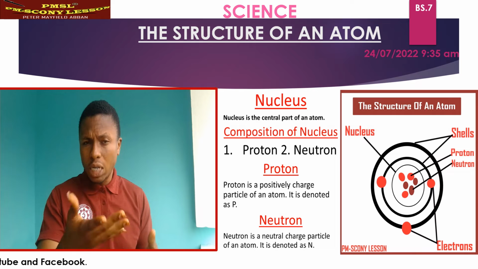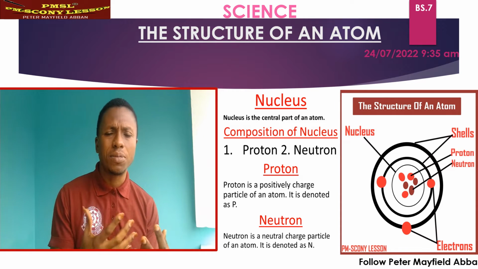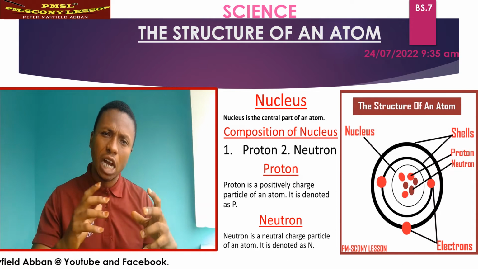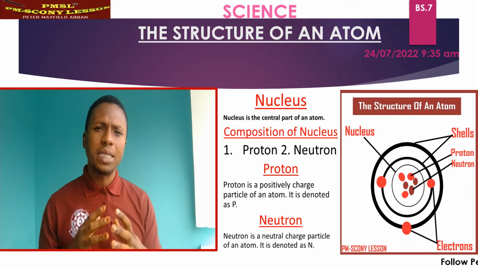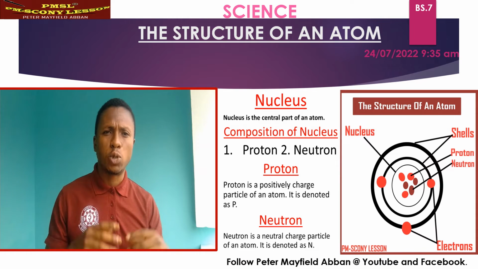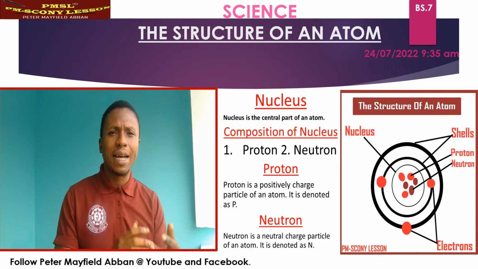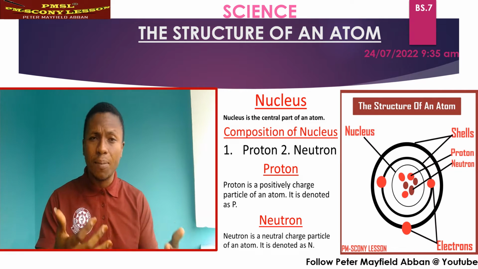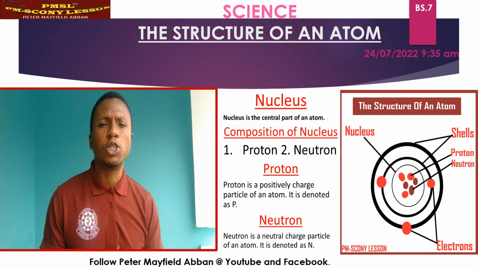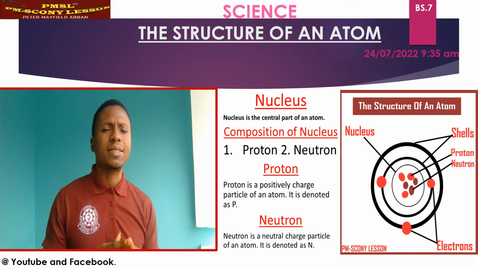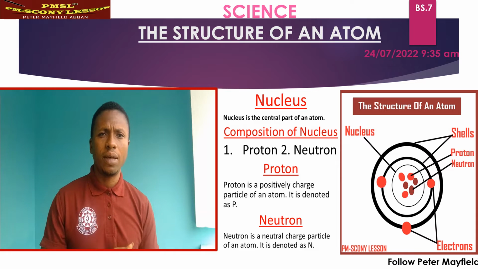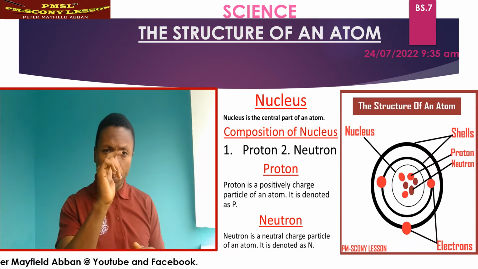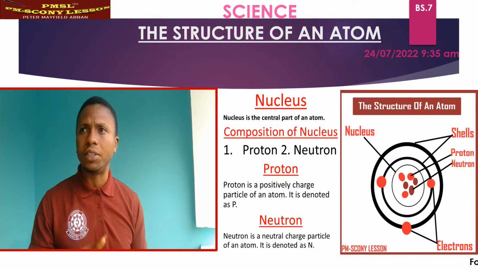So let's come again. What is a proton? Now that we know what comes inside the nucleus, what is a proton? A proton is a positively charged particle of an atom. The positive side of a nucleus is what we call proton. It is denoted as P. Let's go to another subatomic particle, which is neutron. Neutron is also part of the nucleus. It is a neutral charged particle of an atom, and is denoted as N. It has no charge, as compared to proton, which has a positive charge.